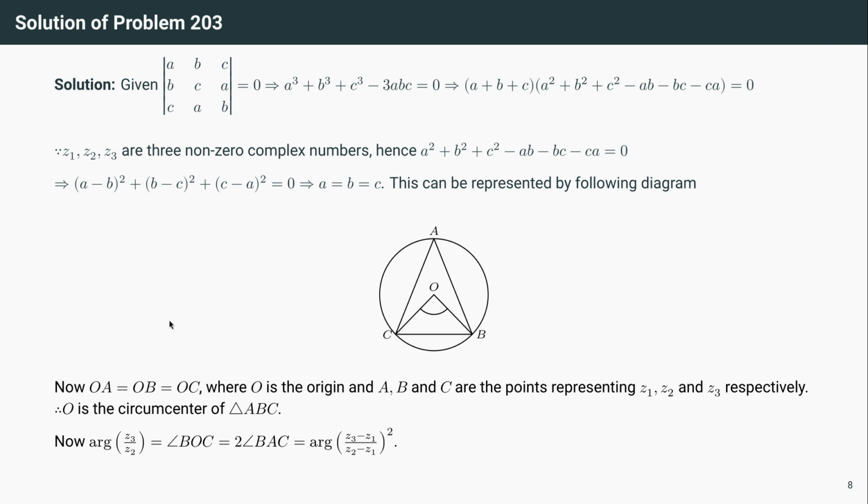So from here, the angle made by BC at O is BOC, that is equal to argument of Z3 by Z2, which will be twice the angle made at the circumference or perimeter, that is 2 BAC, which is equal to argument of (Z3 minus Z1) by (Z2 minus Z1) square.